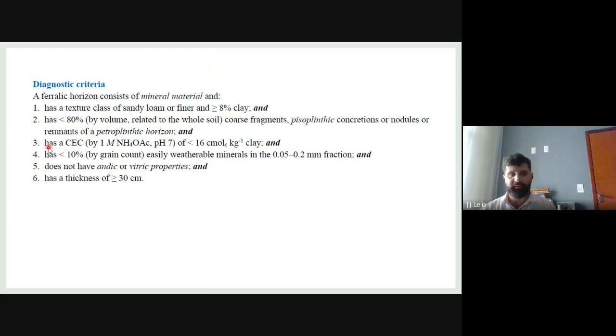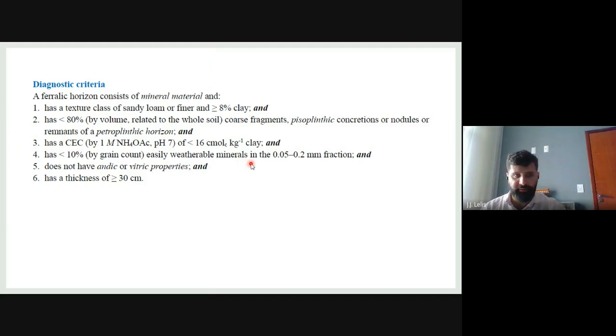This is very important. It has a low cationic exchange capacity. If we calculate a ratio between this cationic exchange capacity and the clay content, the ratio between the cationic exchange capacity and the clay is lower than 16 centimole per kilogram of clay. So the activity of clay should be very low.